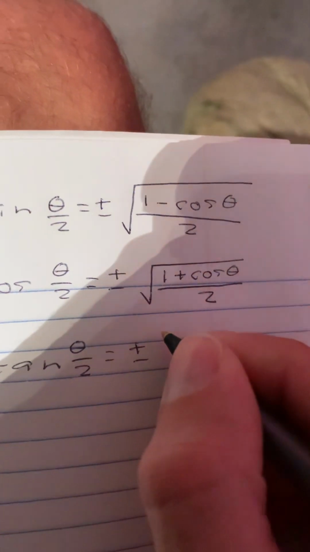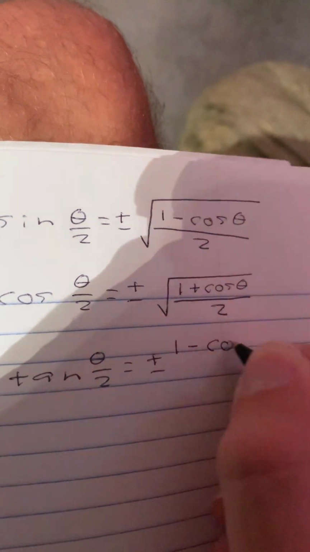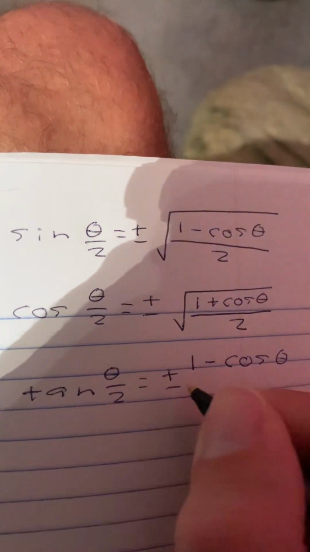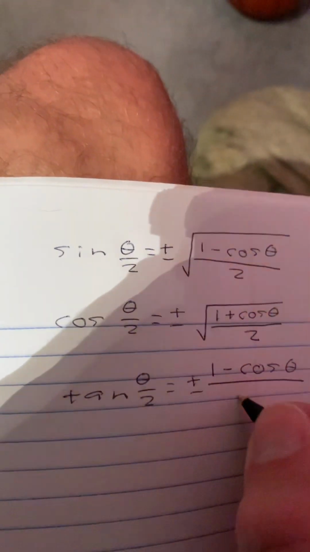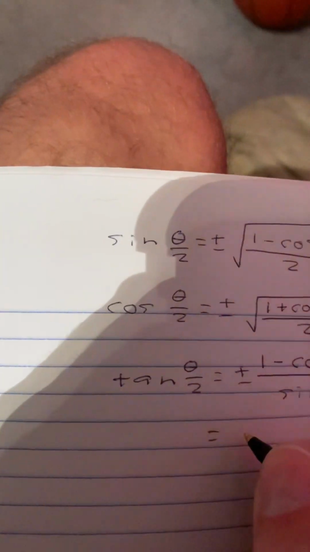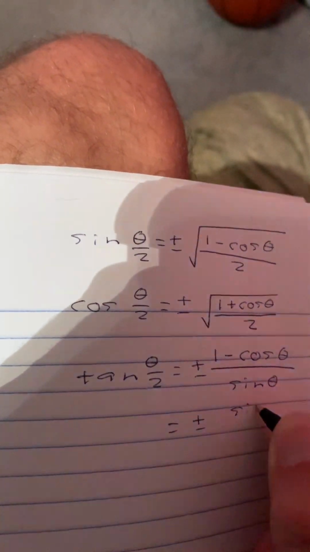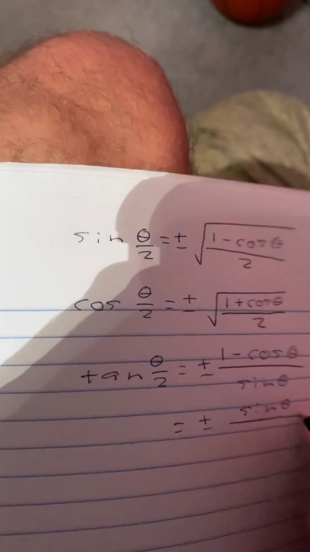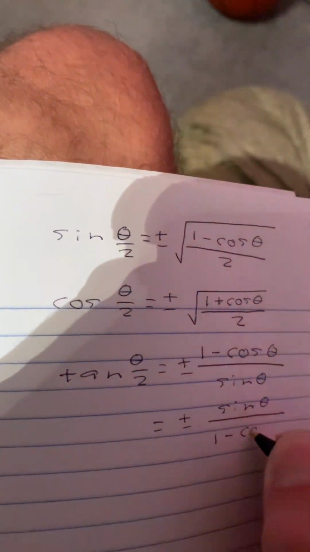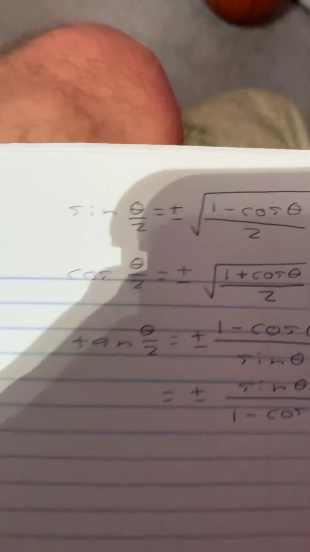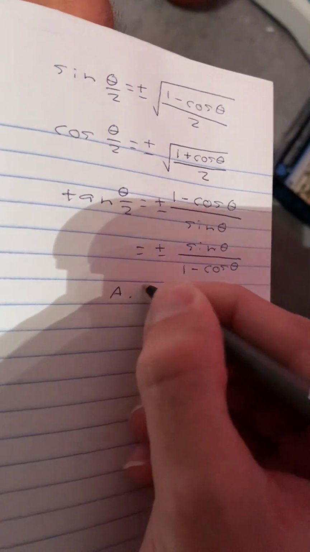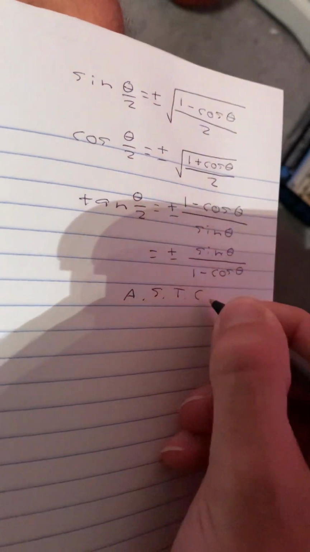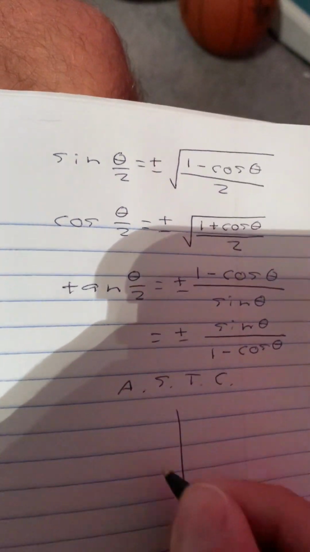Okay, so from the last video, sorry about that, it's 1 minus cosine of theta all over sine of theta, which is also true of plus or minus the sine of theta all over 1 minus cosine theta, right? And you can't forget the plus or minus because of this A, S, T, C thing, right? Let's try out the quadrants.